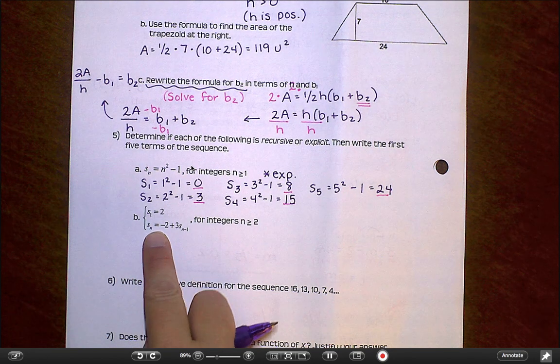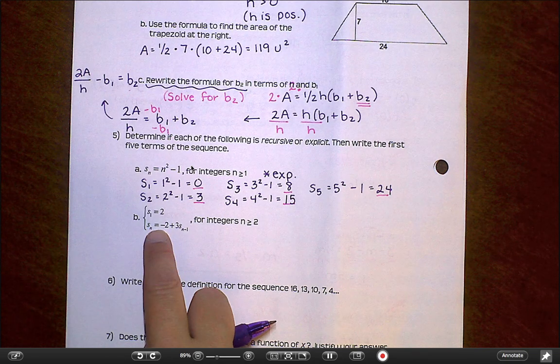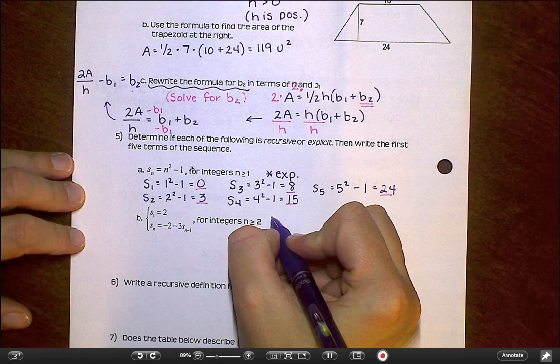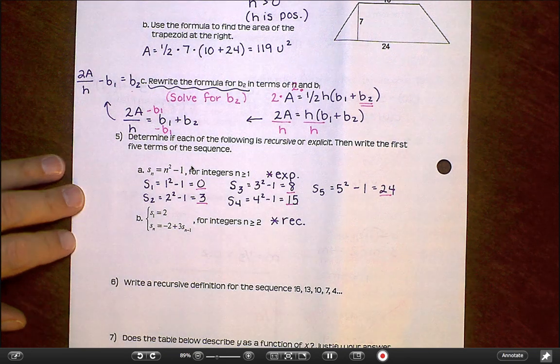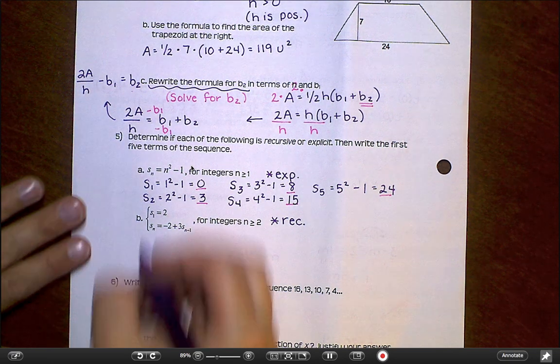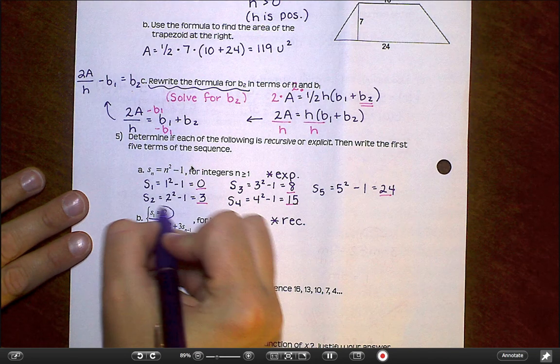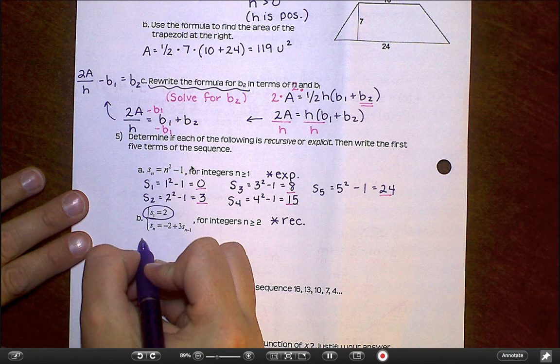B, on the other hand, is recursive. Okay, and you should be able to tell that just by looking at the formula. Okay, and so in a recursive formula, they always give you the first term. So I know that my first term is 2.